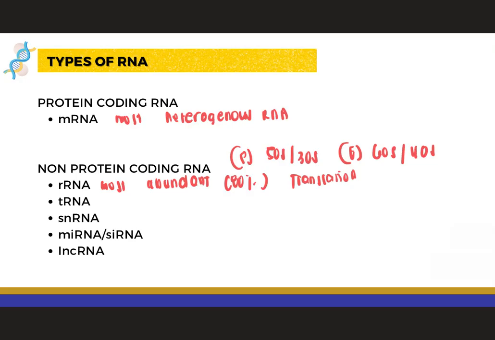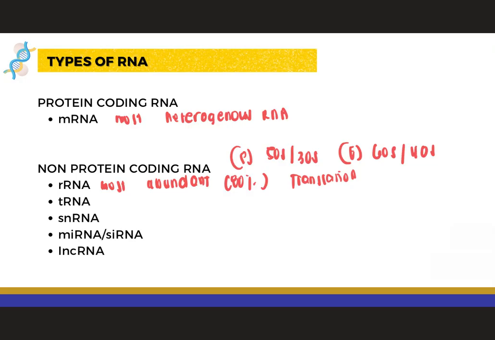Now let's talk about your transfer RNA. Your transfer RNA serves as an adapter molecule that translates the nucleotide sequence of your mRNA into a specific amino acid. It contains a significant proportion of nucleotides with unusual bases like your dihydrouridine, your pseudouridine, as well as inosine and ribothymidine.